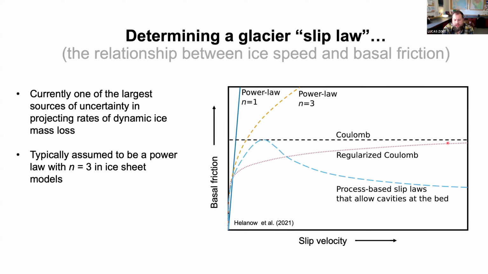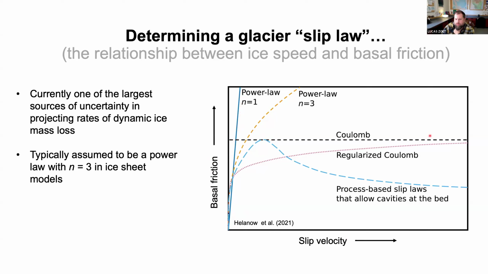And so there's been a range of these slip laws proposed. There are a lot of ones that are just power laws, where as the sliding velocity goes up, or the slip velocity goes up, the basal friction or basal resistance increases with it in an unbounded way. These are what's in a lot of ice sheet models. A lot of times they're termed Weertman sliding laws.